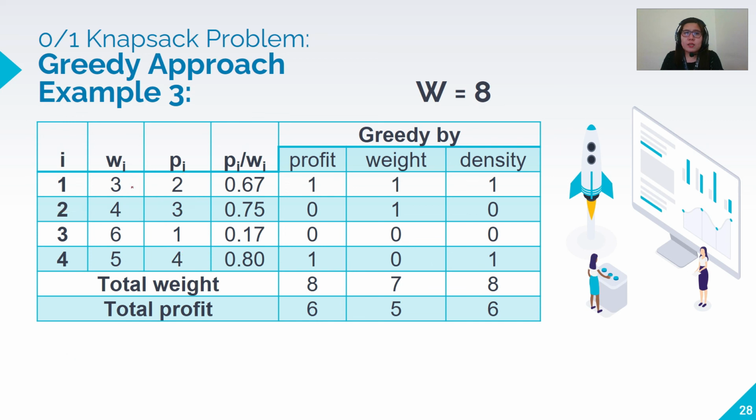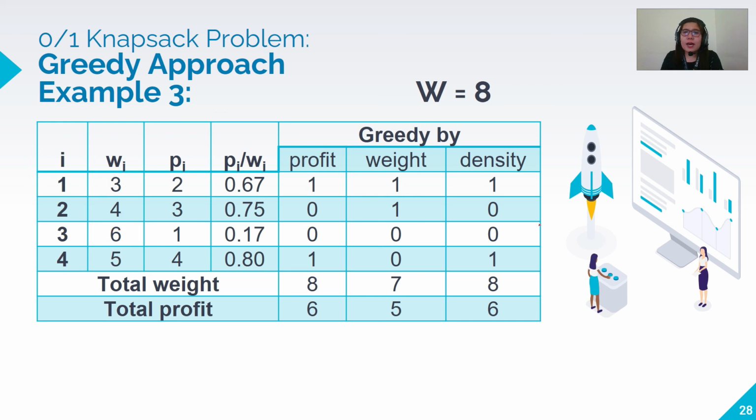Greedy by weight, we'll get the least weight. So, we have there 3. And then, susunod, 4. So, 3 plus 4, that is 7. Pwede pa. Sunod natin yung 5 na pinaka-konti. 3 plus 4, 7 plus 5, that is 12. It exceeds already to RW. So, therefore, item 4 and 3 will not be included anymore. So, that's why 1, 1, 0, 0. So, total weight, 7. Total profit, 5.